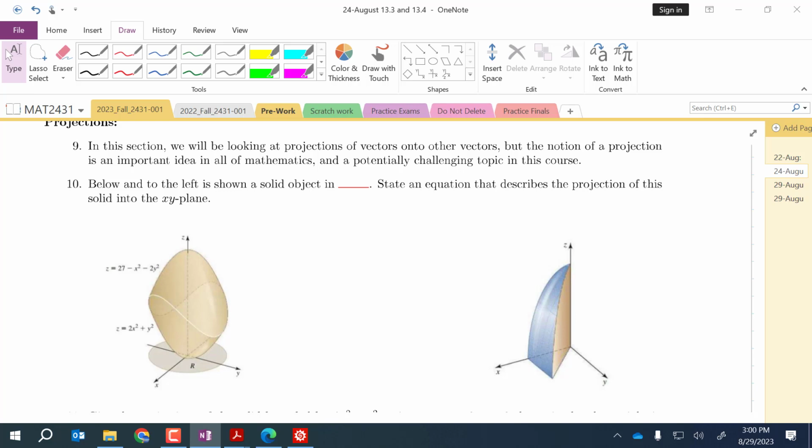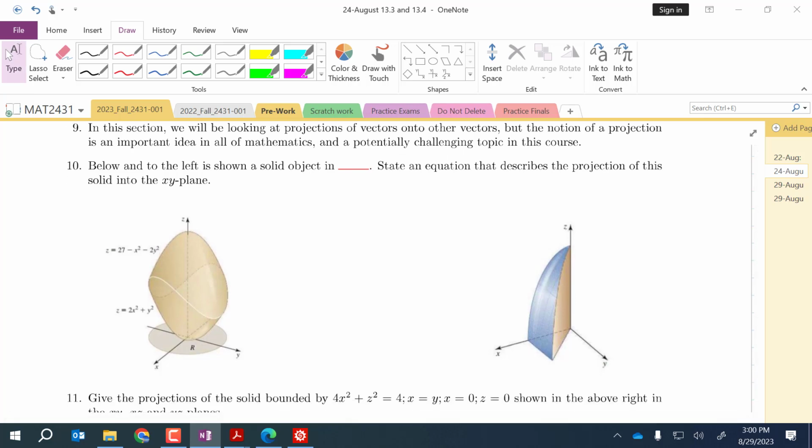Okay? So because projections are so important elsewhere in mathematics, we're going to talk about them a little bit more generally before we get into vectors. So below and to the left is shown a solid object living in where? R3. Okay. By the way, folks, now that you've done your pre-work, you can actually say a little bit more about this.